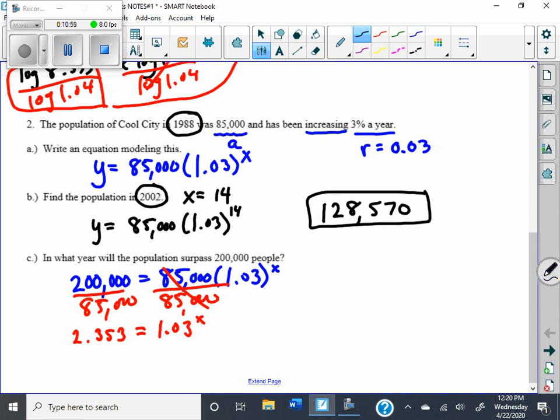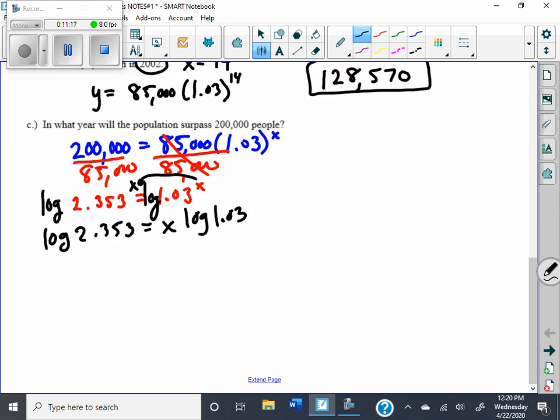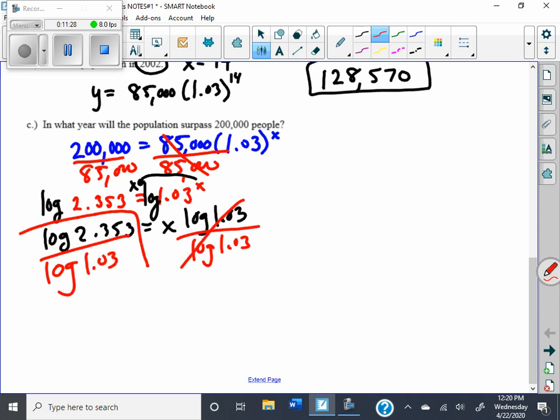All right, so again, just like before, because we're looking for the exponent, that's our variable, we're going to log both sides. And then the x can come down in front. All right, so we have log 2.353 equals x log 1.03. Then we'll divide both sides by log 1.03. And then we'll go ahead and plug that into our calculator and find the decimal.